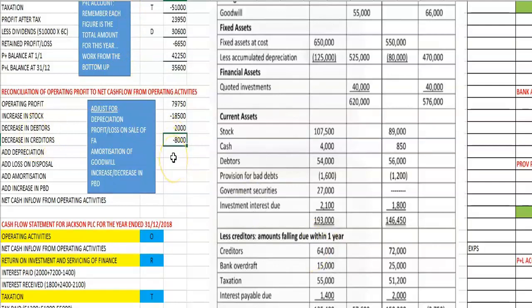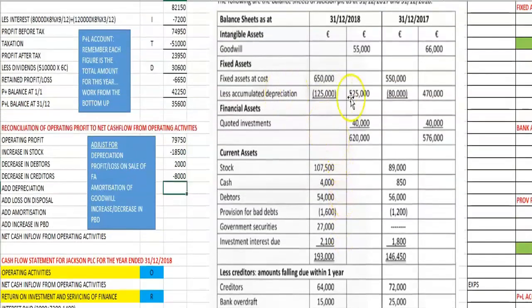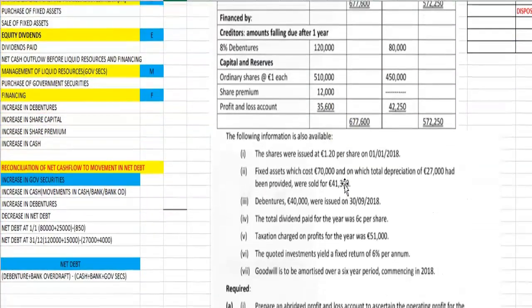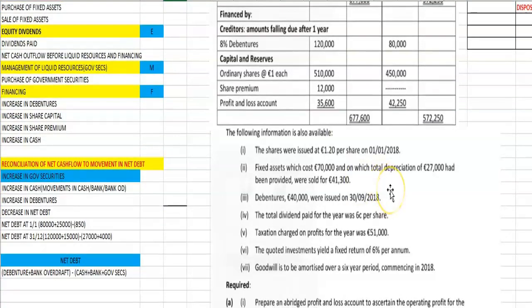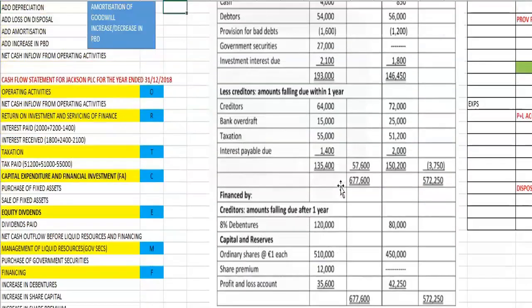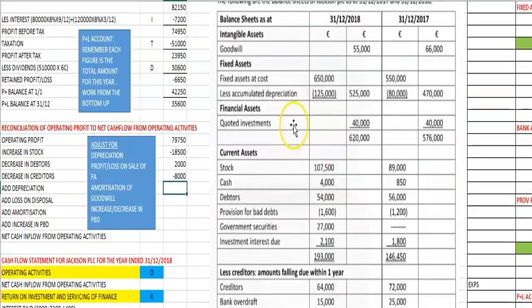Now we need to deal with the less obvious ones. Items like depreciation, profit and loss on the sale of a fixed asset, and these other ones here as well. So we'll have a look at depreciation next. Now you can see that you have tangible fixed assets up here in your balance sheet, and then you need to read the notes just to see whether or not anything has happened during the year to those assets. You're told that fixed assets which had cost you $70,000 and on which total depreciation of $27,000 had been provided were sold for $41,300.